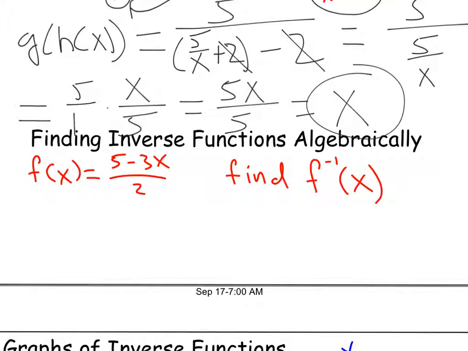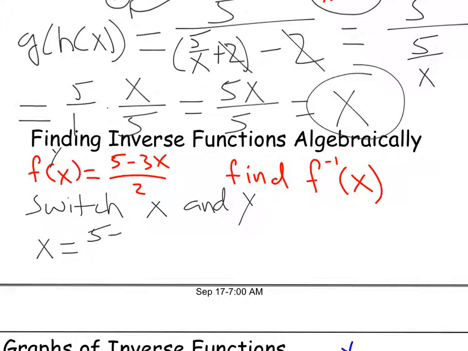But here's the deal. The procedure to do it really falls in line with the concept of inverses. Think of x and y switching. That's what happens with inverses. So that's what we do. Switch x and y. Now remember f of x, that's just like y. So when I do that, I will get x equals 5 minus 3y over 2.